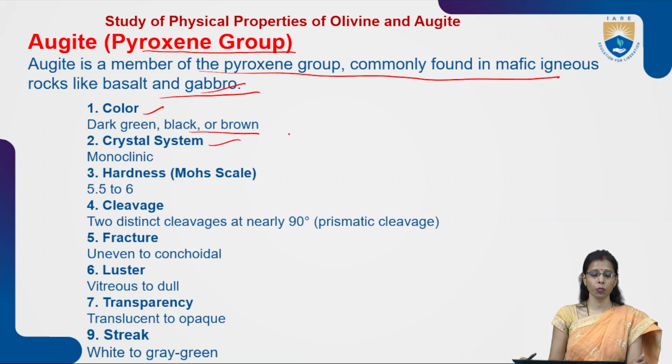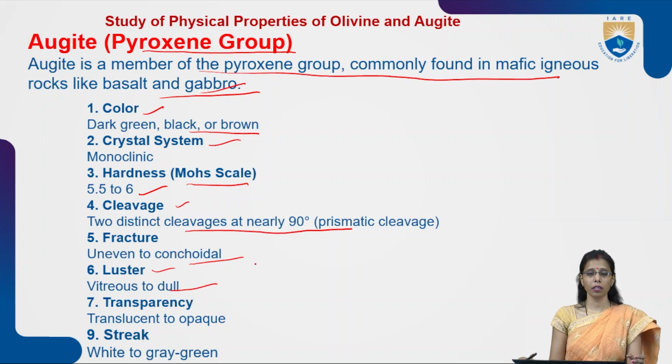The crystal system is monoclinic. Hardness on the Mohs scale is 5.5 to 6. Now, cleavage is two distinct cleavages at nearly 90 degrees, a prismatic cleavage. Fracture is uneven to conchoidal. Luster is vitreous to dull.